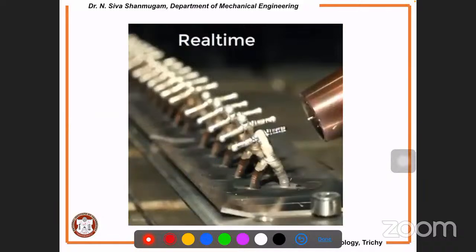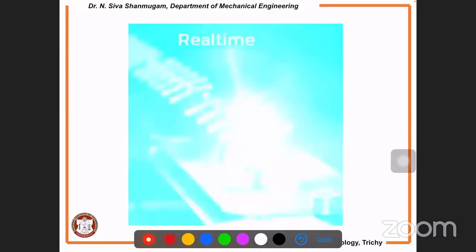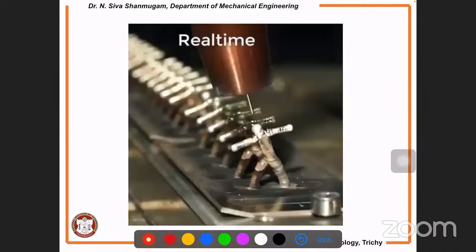Purposely, I want to thank my gurus, Dr. K. Sankaranarayanasamy sir and Dr. G. Buvanashekaran sir, because they introduced and injected me with these techniques available in the world. Please utilize the technology and make something out of it in your life.